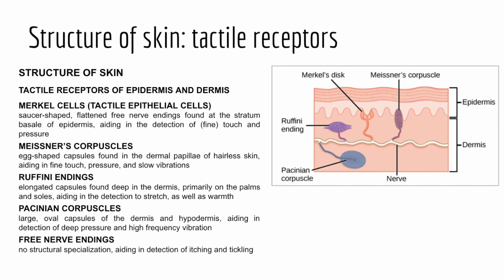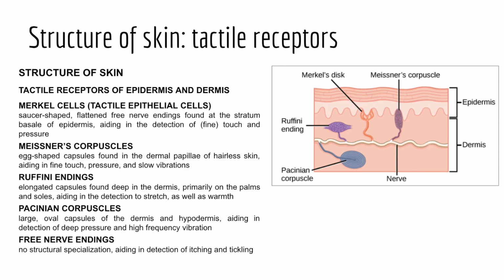We have Meissner's corpuscles. Meissner's corpuscles are egg-shaped capsules in the dermal papillae layer of hairless skin that aid in fine touch, pressure, and slow vibration. They're abundant in our hands, especially our fingertips, as well as our eyelids, the tip of our tongue, our lips, our nipples, the soles of our feet, the clitoris of the female, and the tip of the penis for the male.